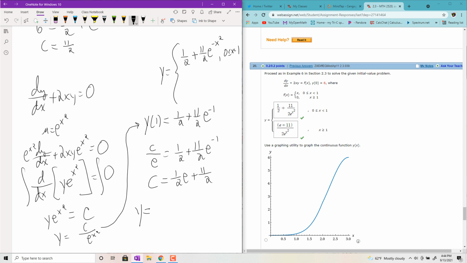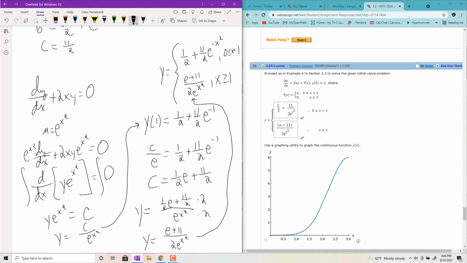and then plug that back into the equation for your other piece, right? So we'll have 1/2 e plus 11 halves all over e to the x squared. You can multiply top and bottom by 2. And you end up with the other piece, e plus 11 all over 2e to the x squared, which now you can complete the piecewise function here. Plop that in there, you get e plus 11 all over 2e to the x squared when x is greater than or equal to 1. And then this thing would be your final solution here.